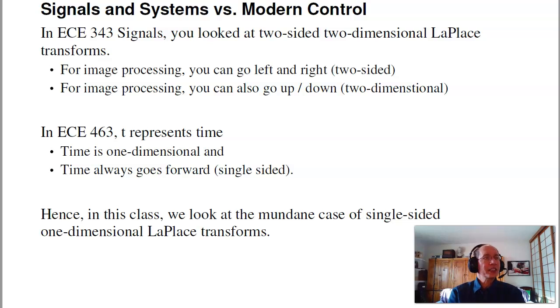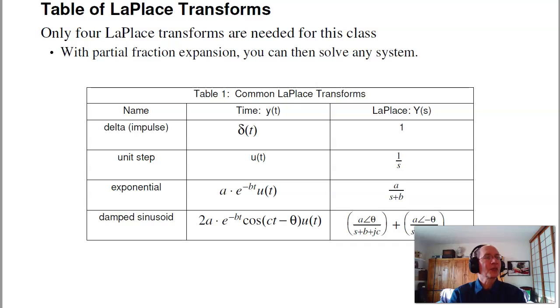In this class, your independent variable is always time. Time is a one-dimensional unidirectional vector. Time always goes forward, and there's only one dimension. I don't know what two-dimensional time is. So in this class, we look at the mundane case of single-sided one-dimensional Laplace transforms, making this class actually a lot easier than signals. And in that case, you really only need about 4 terms in your table of Laplace transforms.